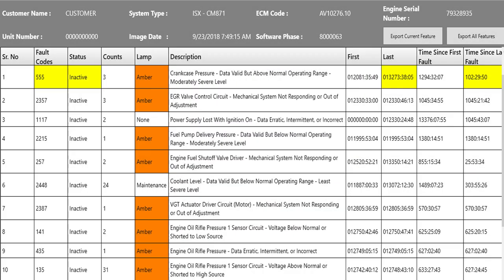So getting on with the fuel system, I wanted to talk about a fault code that was not that common, but I saw a few times, and it was fault code 257. And so let's take a look at that fault. Okay, we're gonna zero on down to fault code 257, about halfway down the page. And you see it says inactive, 2 counts. And the description is that the engine fuel shutoff valve driver, mechanical systems not responding or out of adjustment.